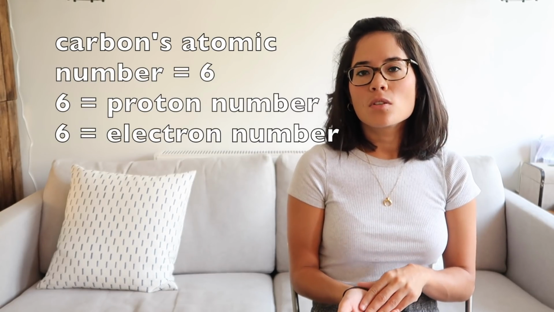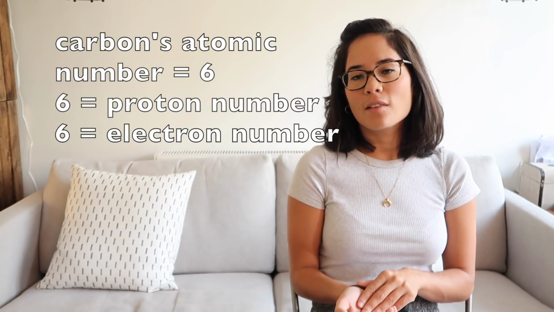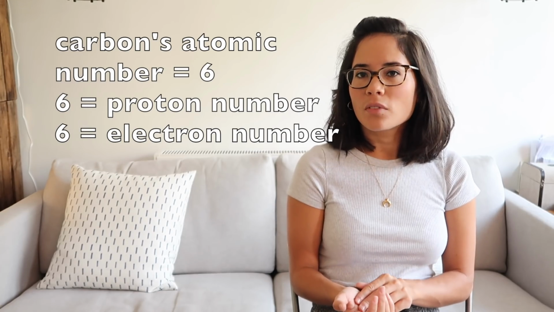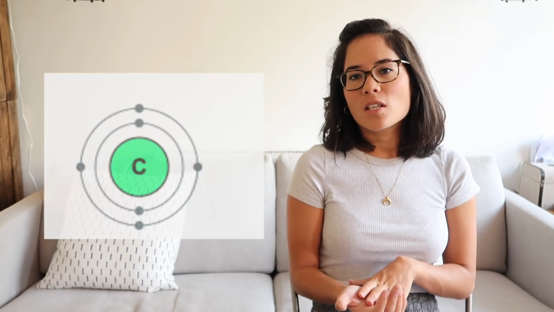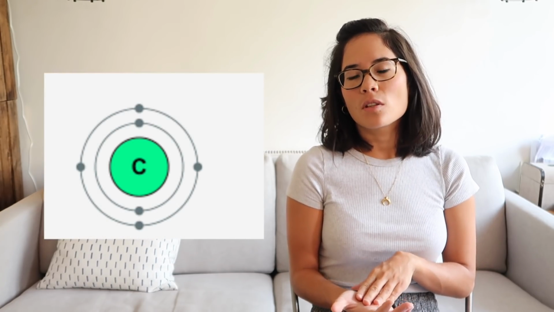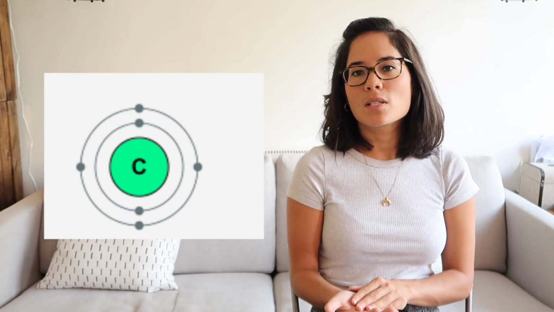So for carbon, that would be 6. And I told you already that atoms are neutral, which means their proton number equals their electron number, which means the electron number of carbon will also be 6. And if we draw the electronic configuration diagram, we know that 2 electrons go into the first shell and the remaining 4 go into the second shell.